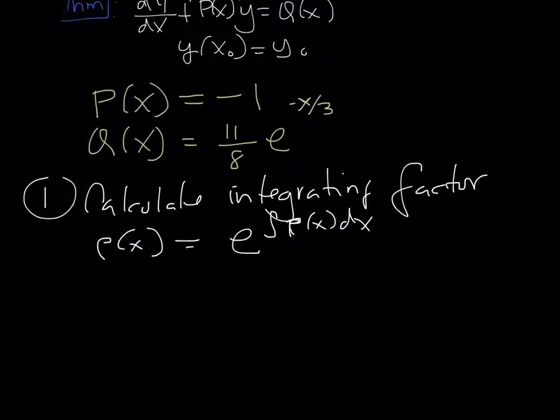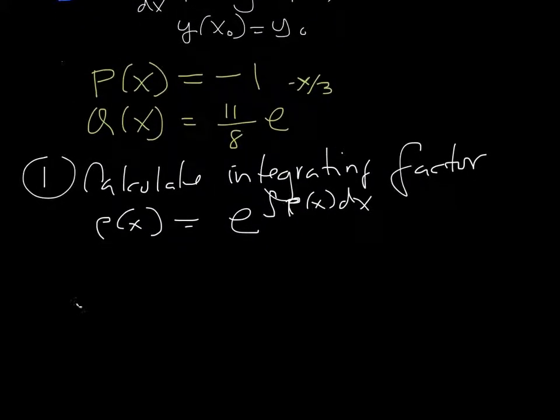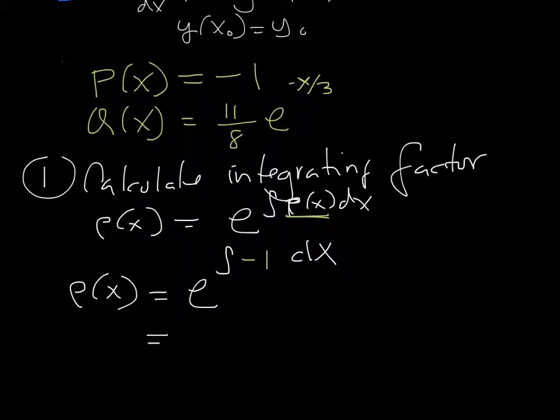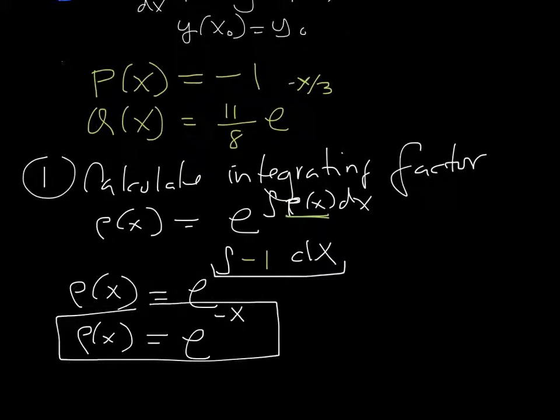Okay, so let's go ahead and integrate that. So we have rho of x equals e to the, well, what is my p of x? That's just -1. So e raised to the integral of -1 dx. And this is a pretty easy integral. The integral of -1 dx is just -x, so e to the negative x. That is what our rho of x is. So that is our integrating factor.